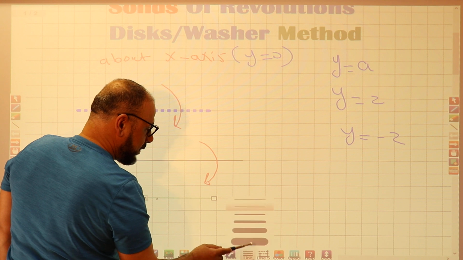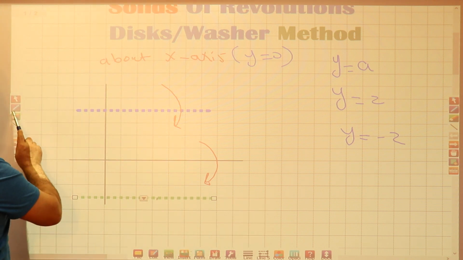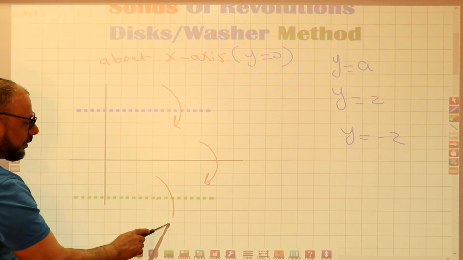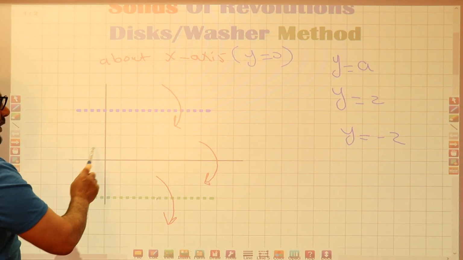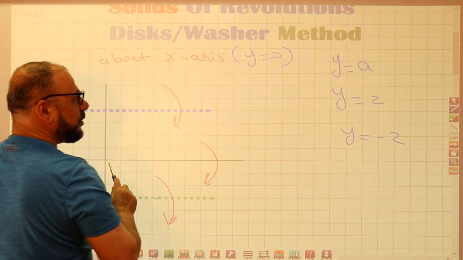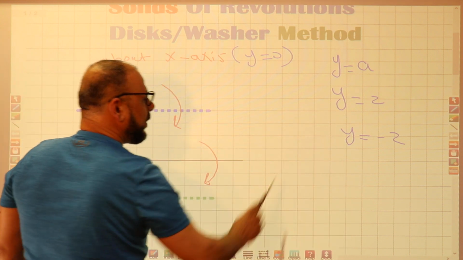About this, the same way. Then we have a function. We need to revolve the function either about the x-axis, or about this, or about that one.